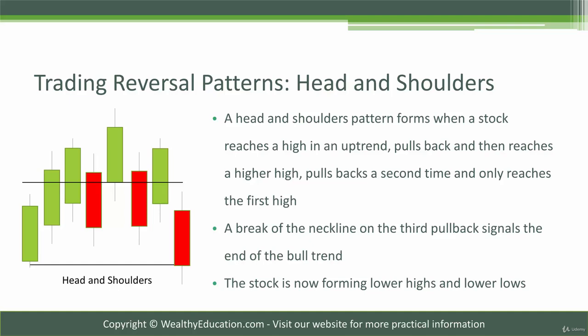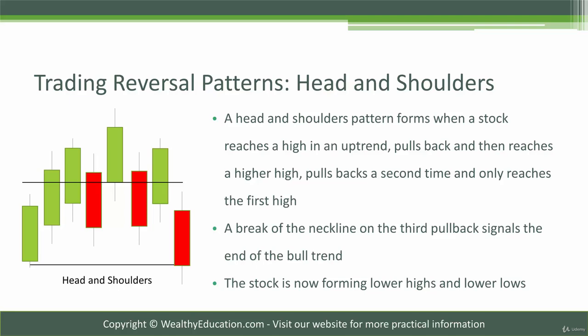The result is that the pattern looks like a head and shoulders, with the shoulders being the two lower highs and the head representing the highest high that the stock makes in the pattern. So when you break down the head and shoulders pattern, as I just said, it's the stock moving from a pattern of higher highs and higher lows to a pattern of lower highs and lower lows.